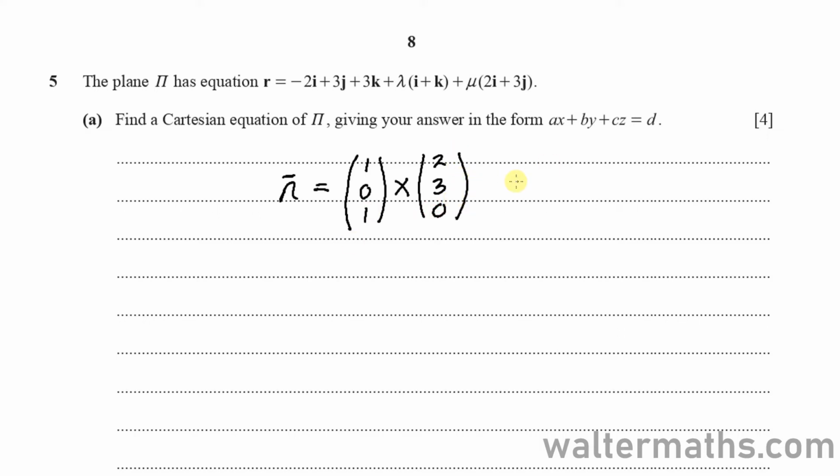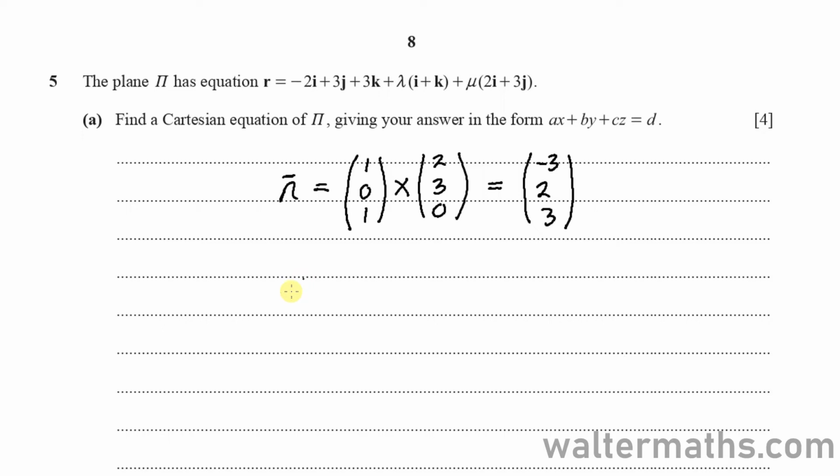So here we are going to get, crossing out for i, it's 0 minus 3, so we get minus 3. Then crossing out for j, that's 0 minus 2, so we get minus 2 from that, and factoring in the other minus, it becomes 2. Then here crossing out for k, that's 3 minus 0, and we simply get 3. So what we now have is the normal to the plane.